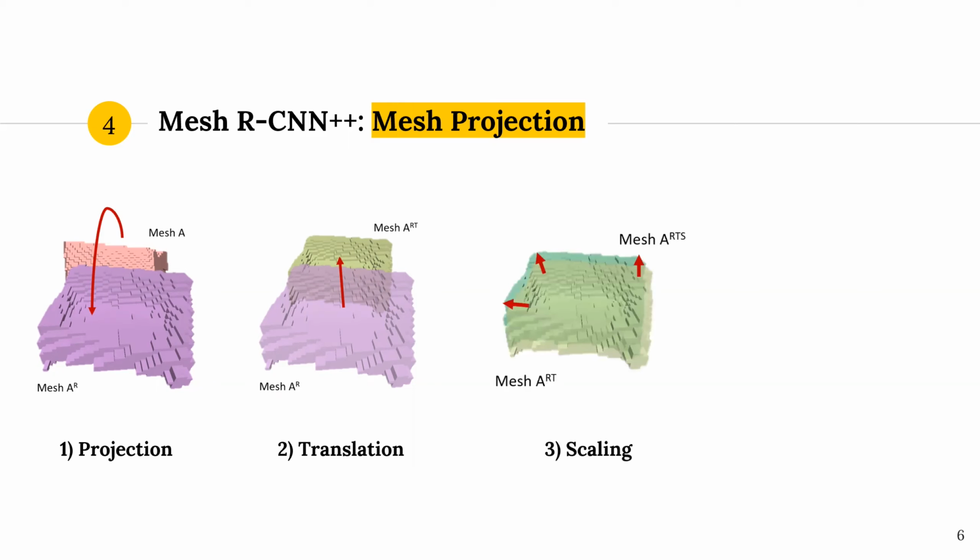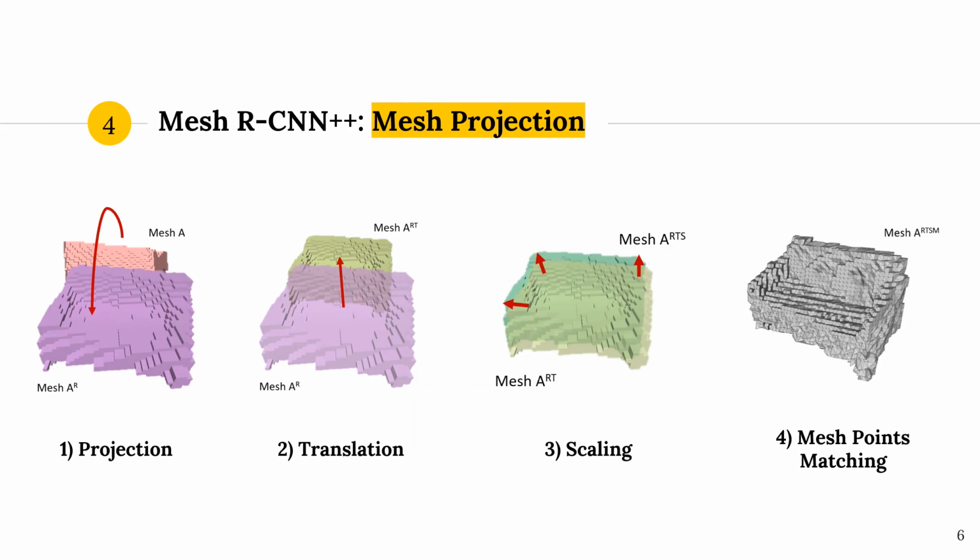Thirdly, since the distance at which the images are taken may be different, min-max scaling is performed to scale the size of mesh ART to match the size of the object in image B. Lastly, as the number of features extracted from image A may be different from image B, this will cause a mismatch in the final stage. Therefore, vertices in mesh ARTS are resampled to match the number of points in feature B.